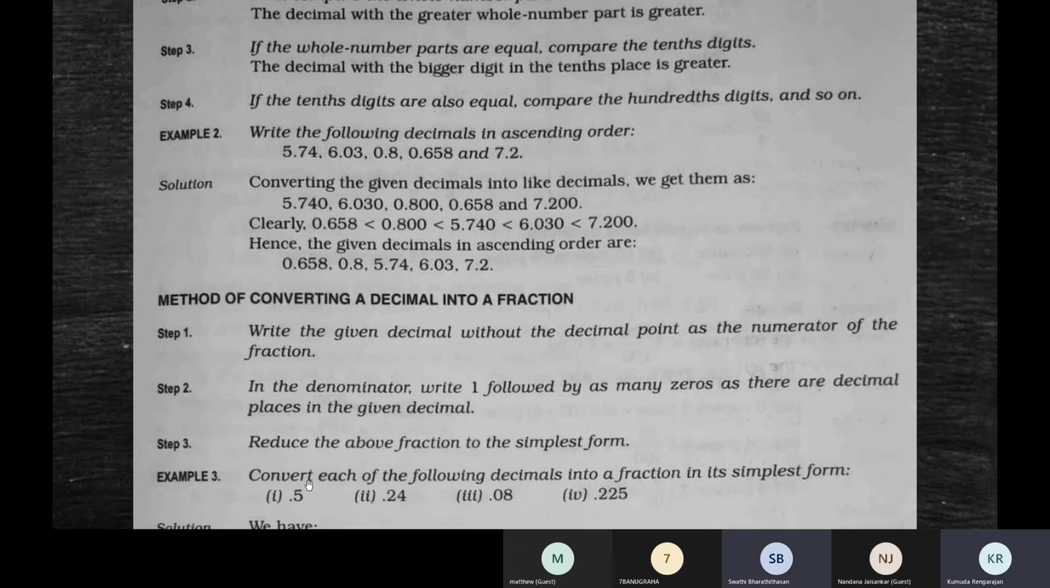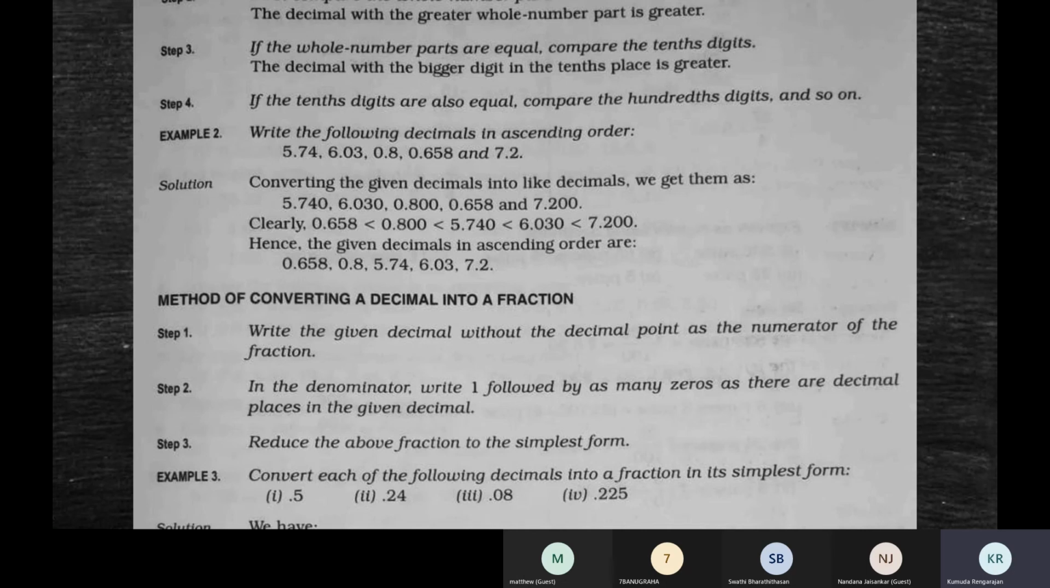Yes, ma'am. Okay. Now let's understand how to write this decimal 0.5 as a fraction. Fraction means what, children? It will have a numerator and denominator, right? It has two parts, A by B. So the numerator will be, take away the decimal point. Don't see the decimal point. What is the number? 5. That will be the numerator.